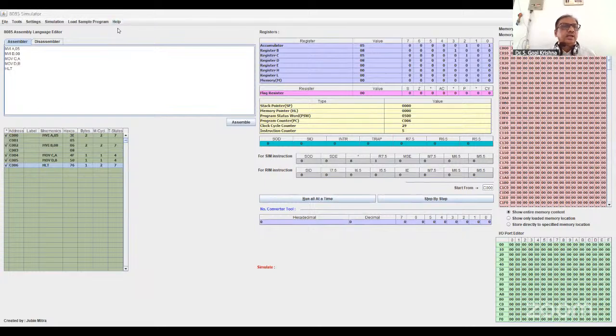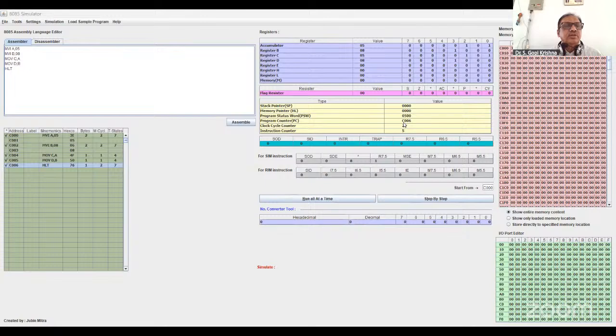Then let us discuss some of the arithmetic instructions. The arithmetic instructions are add instructions, adding the contents of a register or memory to the accumulator. In any of these instructions, the accumulator is very important and the contents will be added to the accumulator only. So ADD B means the contents of B will be added to the contents of A.